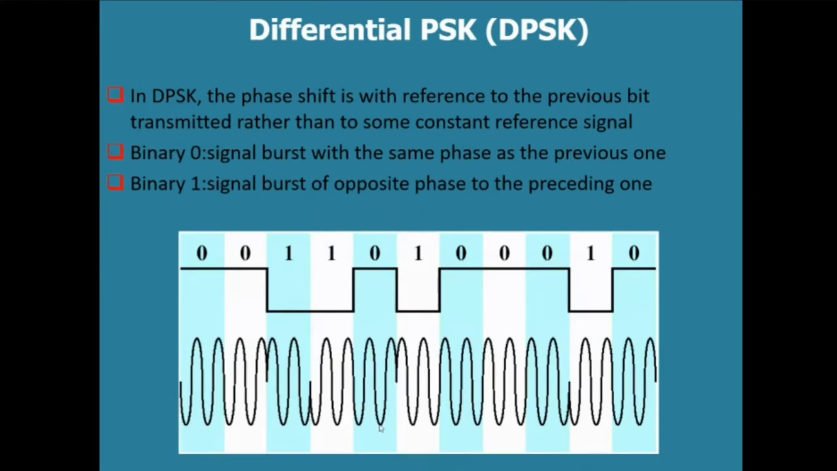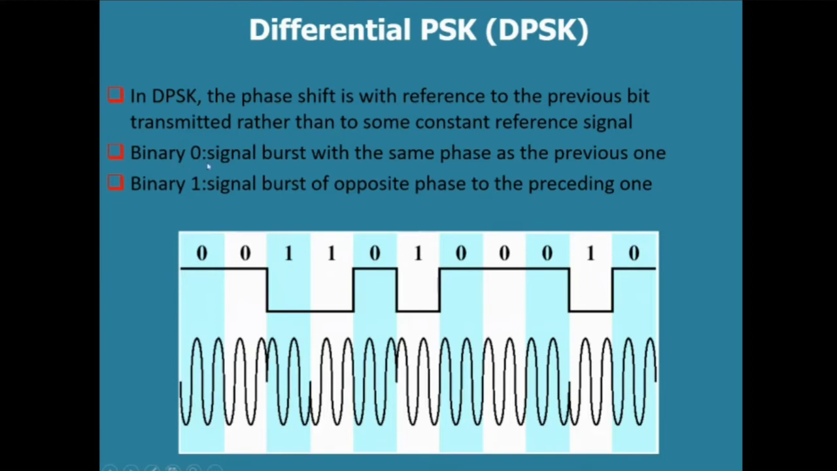Differential phase shift keying, DPSK. So generally, in this class we have seen the overall digital modulation techniques. In differential phase shift keying, the phase shift is with reference to the previous bit. Actually, in the PSK signal, there is a 180-degree phase shift if there is a change from 1 to 0 or 0 to 1. Whereas in DPSK, the phase shift is with reference to the previous bit transmitted rather than to some constant.